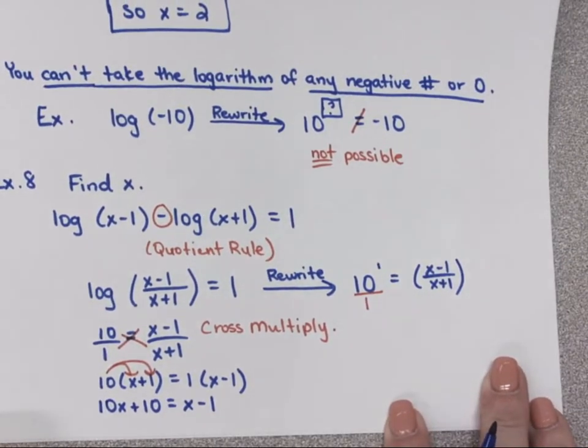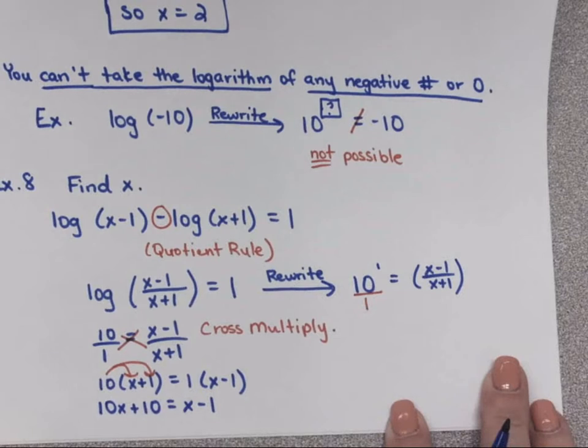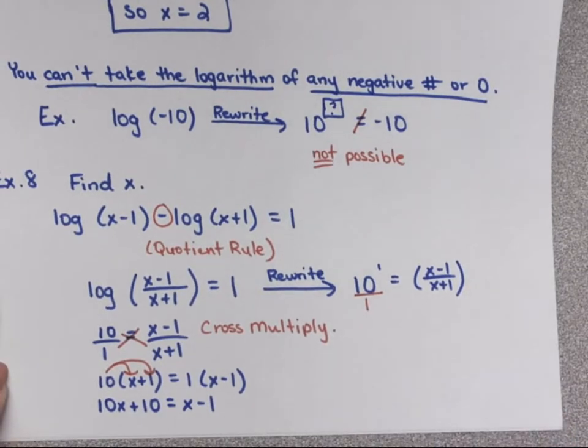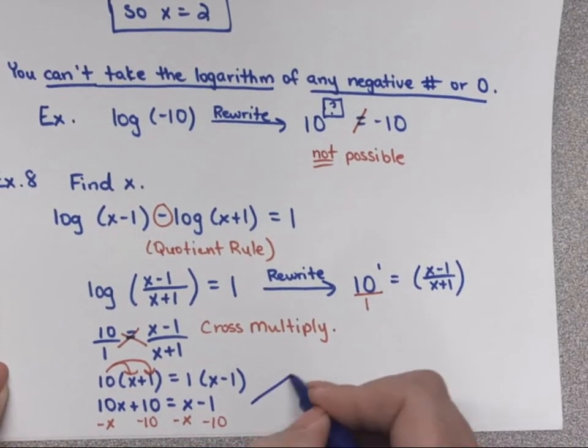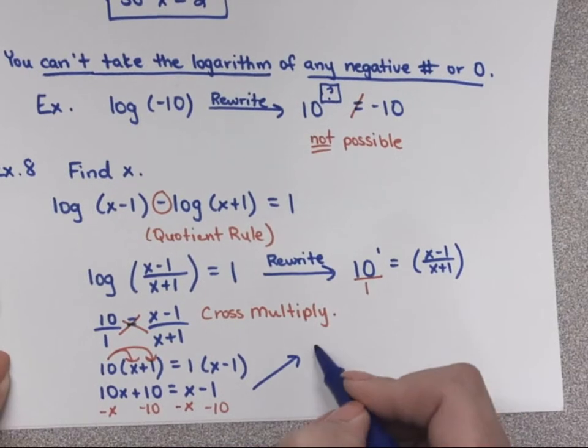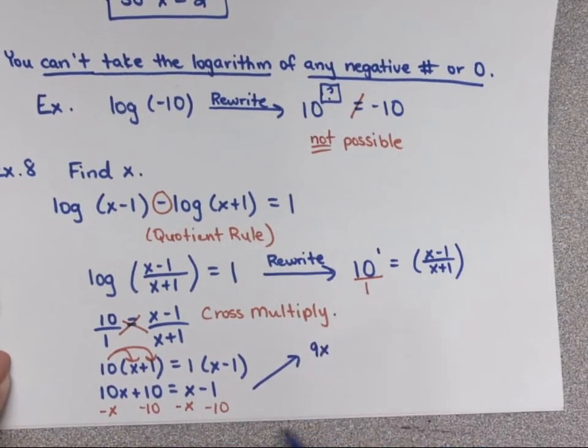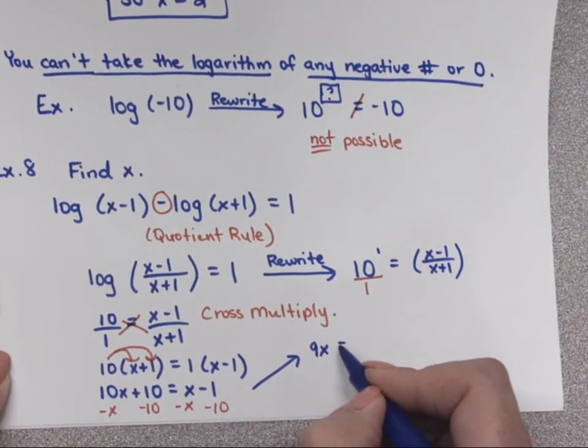So now what? If I want to solve for x, I just need to get it all by itself, right? So I'm going to subtract x from both sides. I'm going to move the 10 over to the other side. And then I'm out of room, so I'm going to go up here. So 10x take away x is 9x. Negative 1 minus 10 is negative 11.